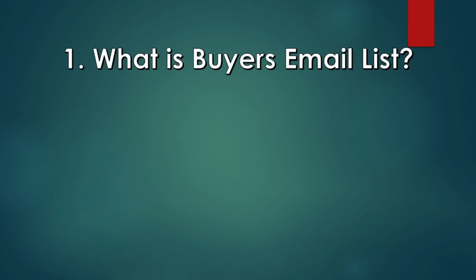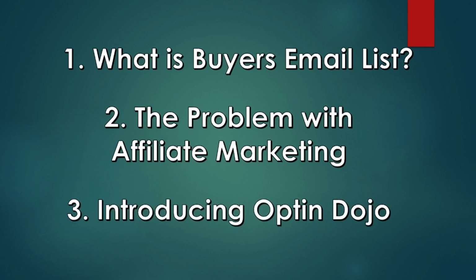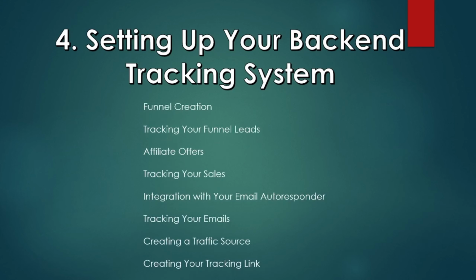These are the few points that we are going to discuss today. Number one, what is a buyer's email list? Why is it so important? Why is it the creme de la creme of the entire email list that we have as online marketers? Number two, what is the problem with affiliate marketing when it comes to building up this thing called a buyer's email list? And number three, we are going to introduce this software called Optin Dojo. And number four, I'm going to share with you guys how to set up your entire back-end tracking system that will involve things like your funnel creation, the tracking of your funnel leads, affiliate offers, tracking your sales, integration with your email autoresponder, tracking your emails, creating a traffic source, creating a tracking link, etc.